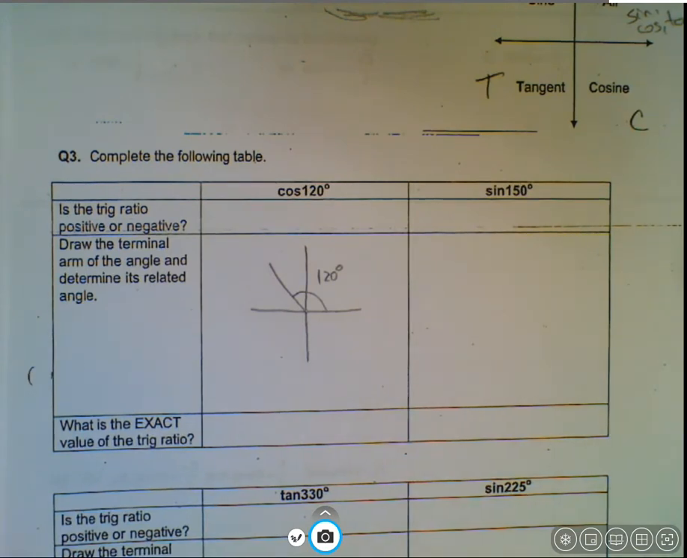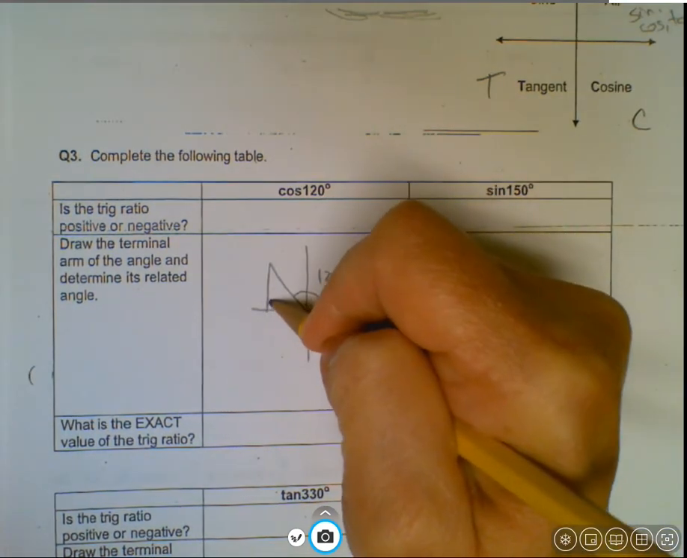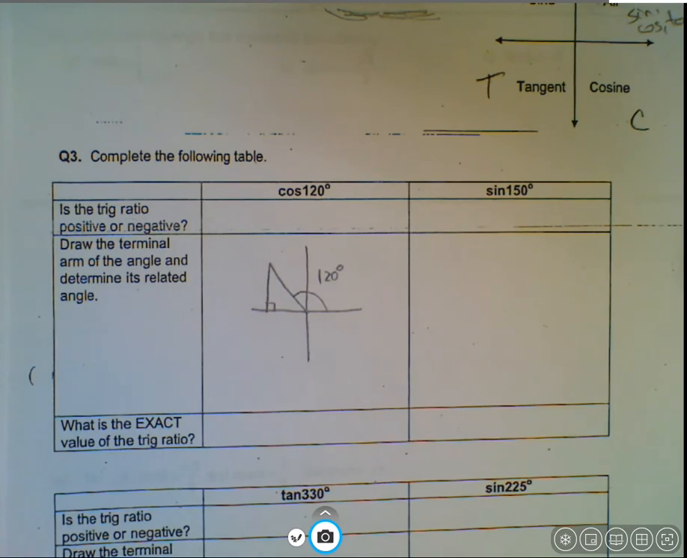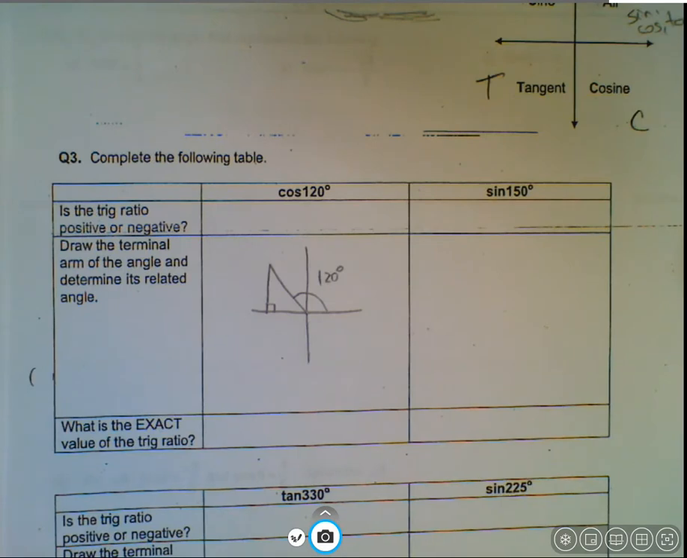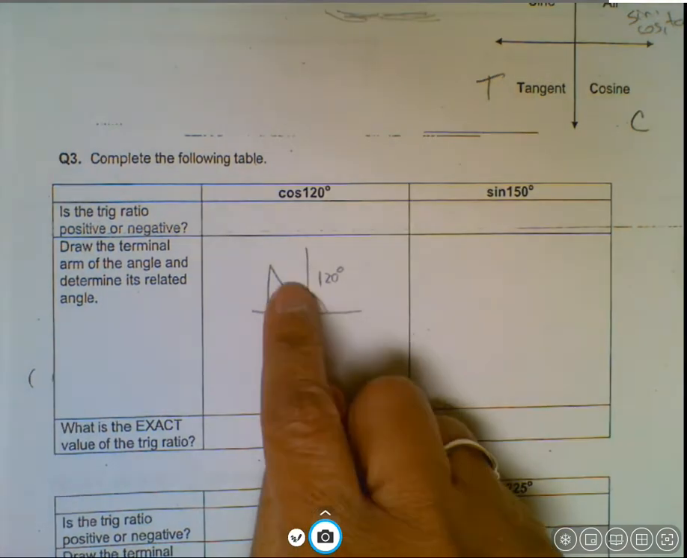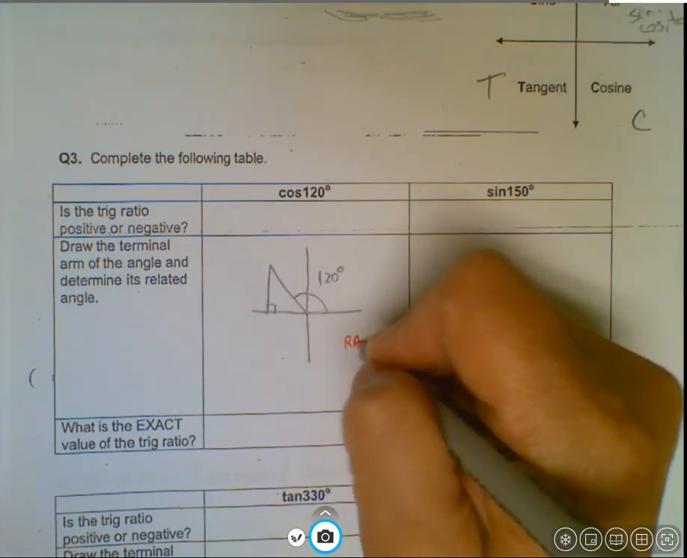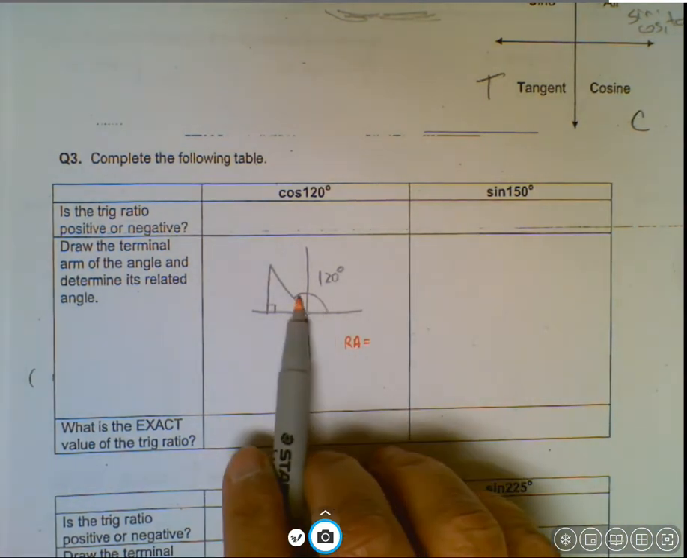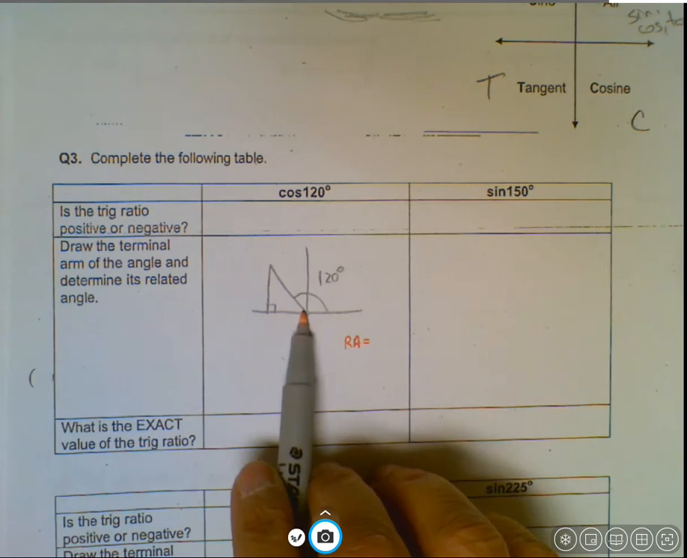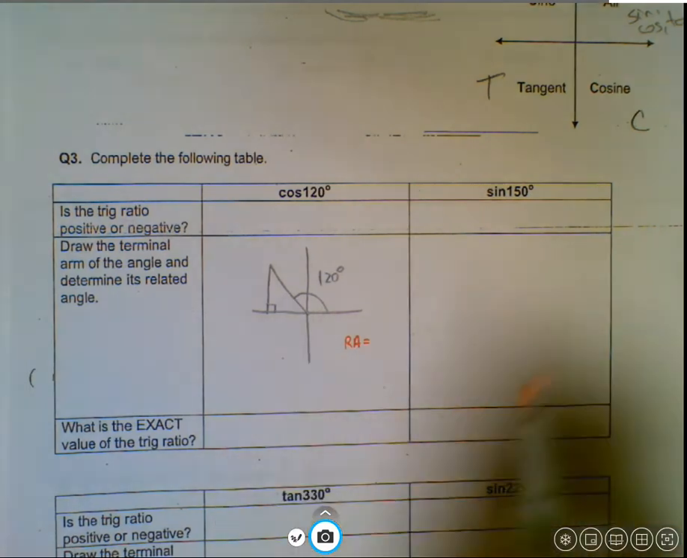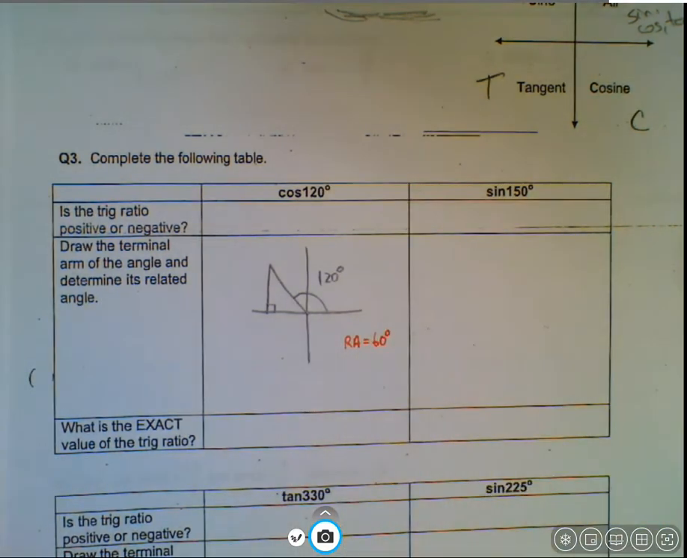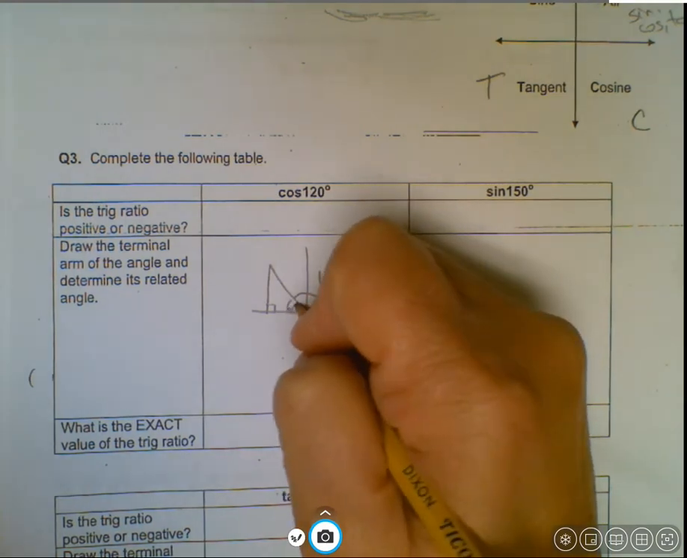Now here's the part that part 1 didn't really get to, which is if I want to draw this triangle over here, okay, what are going to be the measurements of the side lengths? Okay, so right now we don't really know, but we do know something. We know that if this is 120 degrees, then the related angle, remember related angle, it's the one between the terminal arm of the angle and the x-axis in the same quadrant. That was from part 1. So the related angle in here is 60 degrees. This angle here is 60 degrees.